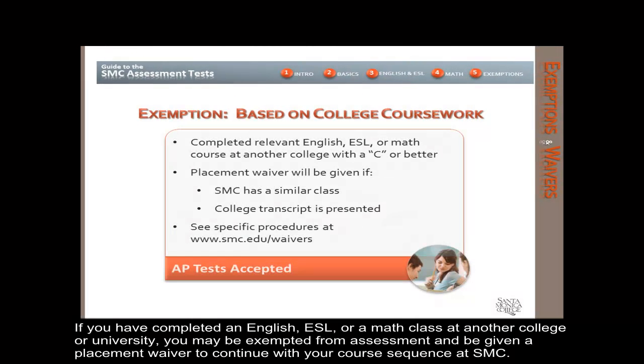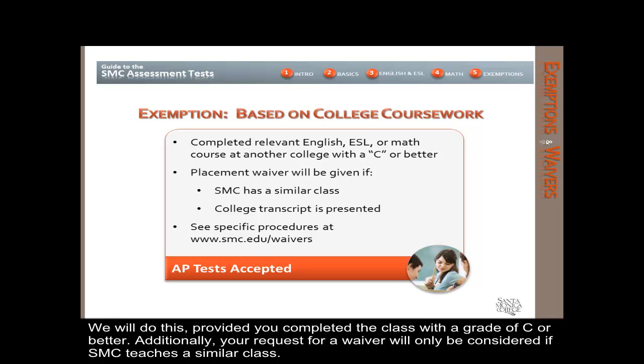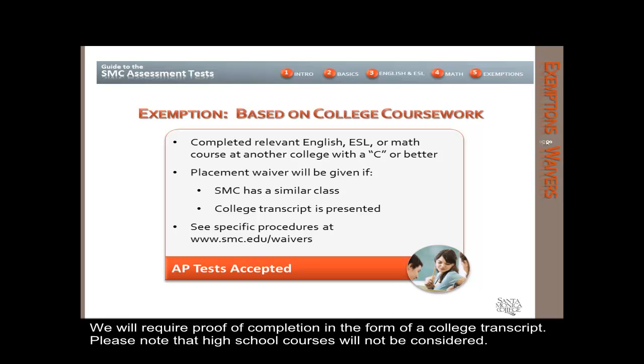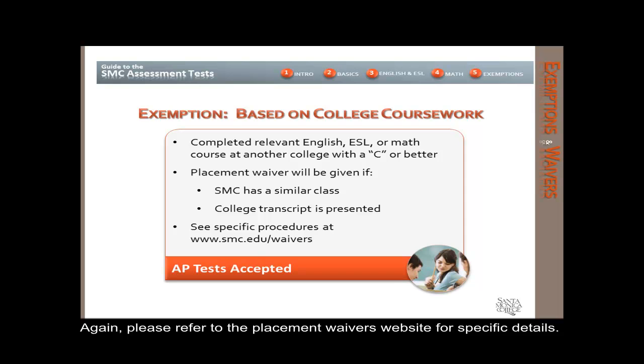If you have completed an English, ESL, or math class at another college or university, you may be exempted from assessment and be given a placement waiver to continue with your course sequence at SMC. We will do this provided you completed the class with a grade of C or better. Additionally, your request for a waiver will only be considered if SMC teaches a similar class. We will require proof of completion in the form of a college transcript. Please note that high school courses will not be considered. Again, please refer to the Placement Waivers website for specific details.